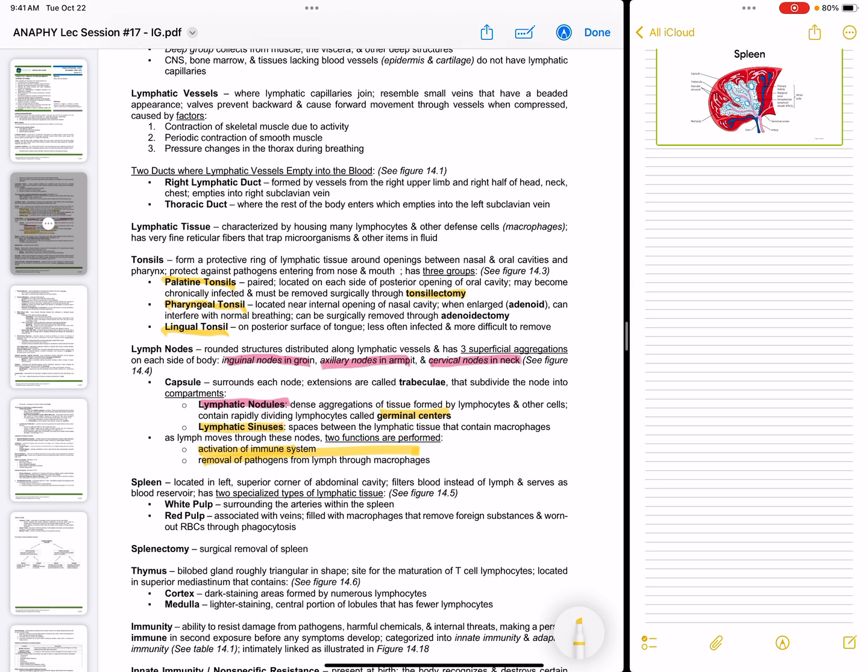Pharyngeal tonsil naman is located near internal opening of nasal cavity where enlarged adenoid can interfere with normal breathing. Can be surgically removed through adenoidectomy. Okay? Kung enlarge, adenoidectomy ang ginatawag kung i-remove na siya. So, lingual tonsil on posterior surface of tongue, less often infected and more difficult to remove. Okay. So, mas common gid ang tonsillectomy. Gina-remove na siya kung always ka gina-tonsillitis, grabe, nagidi ang tonsils, usually gina-tonsillectomy na siya.